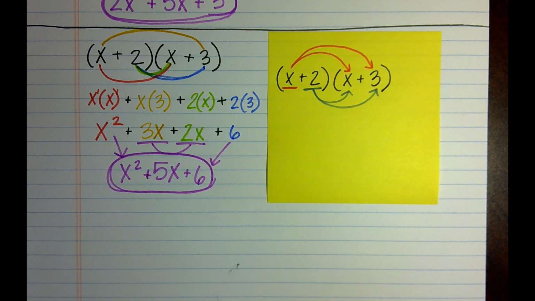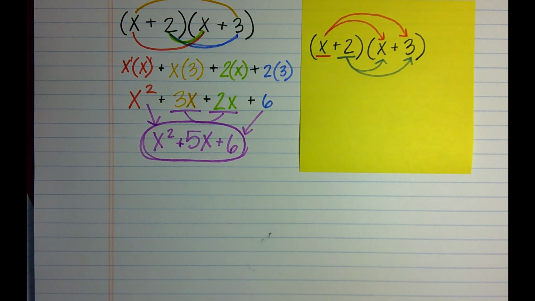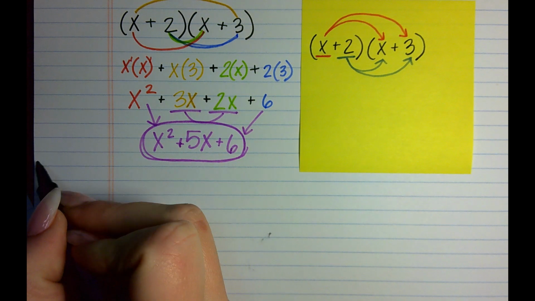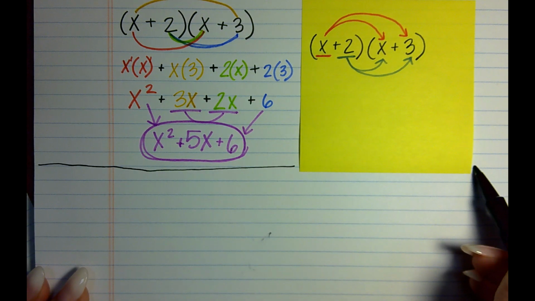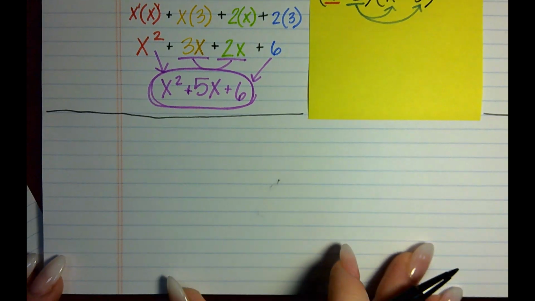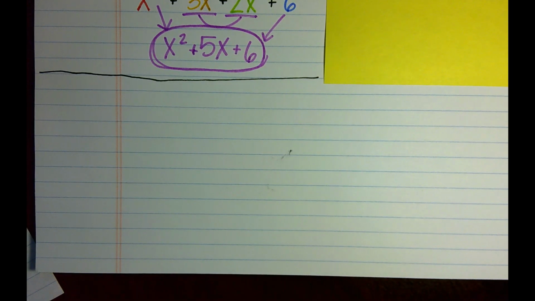Right. We're back from break. Let's do a little more practice with this FOIL method together. I'm going to show you another problem, and draw a line under this one from before break. Okay. So this will be the last example on this page.